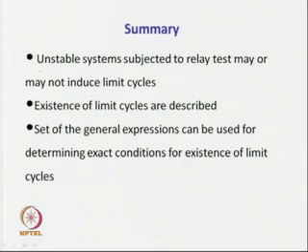Unstable systems subjected to relay test may or may not induce limit cycles. The meaning of this sentence is particularly that the relay may not be able to induce limit cycle output for unstable systems unless the conditions are met. What are those two conditions we have found?